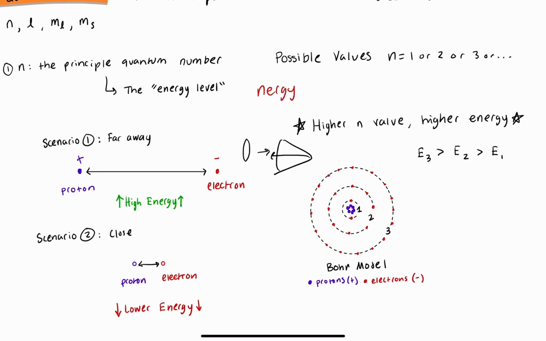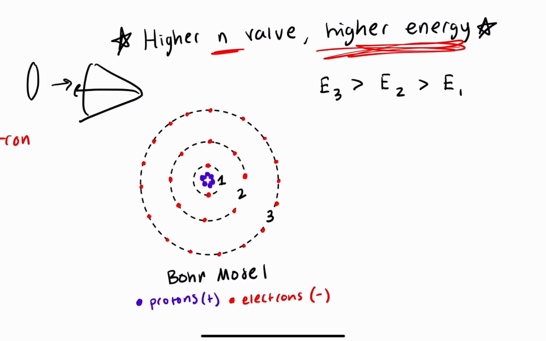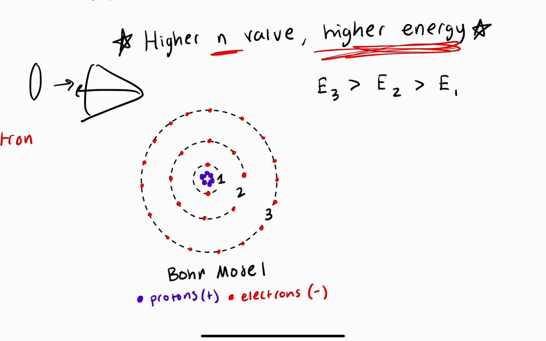So the n quantum number could be 1, 2, 3, 4, 5, 6, all depending on where our electron's at, right? So we know that there's a higher distance, there's a higher energy. That's the same for n values. So when there's a higher n value, there's going to be a higher energy. And that's just because smaller n values mean that the electrons are closer to the nucleus, and higher n values mean that they're further away.